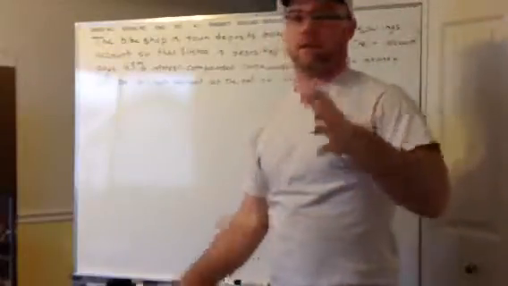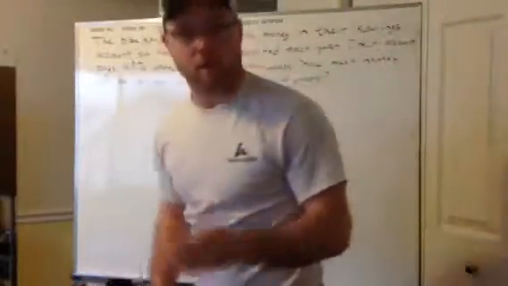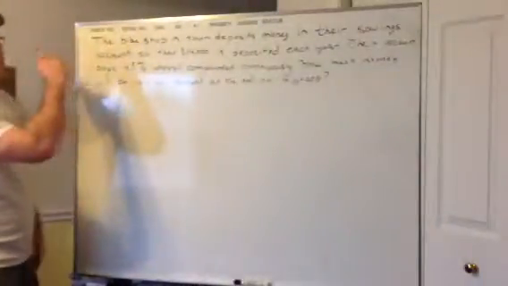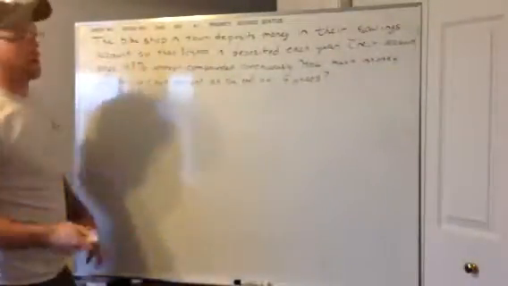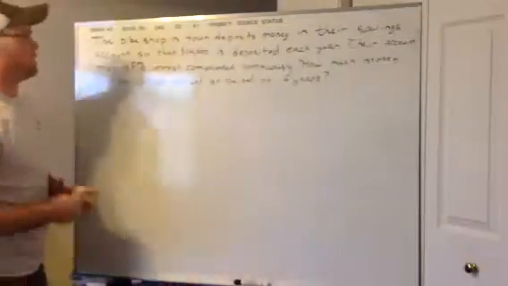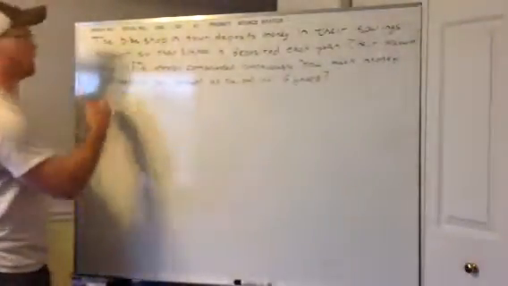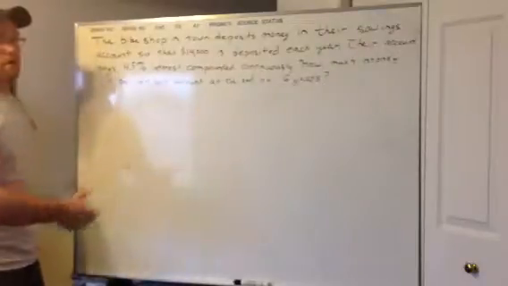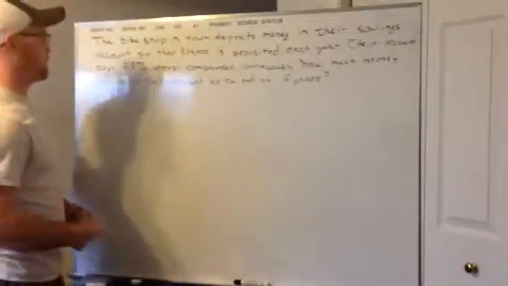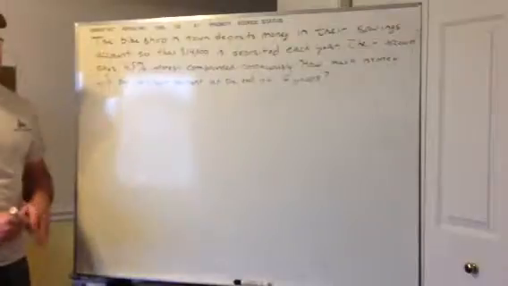I'm in Math 1100, doing a final project on problem 7. On problem 7, the bike shop in town deposits money into their savings account so that $14,000 is deposited each year. Their account pays 4.5% interest compounded continuously. How much money will be in their account at the end of 6 years?